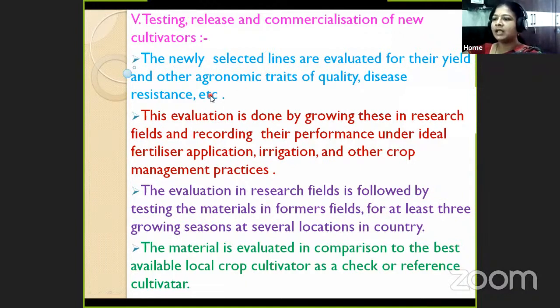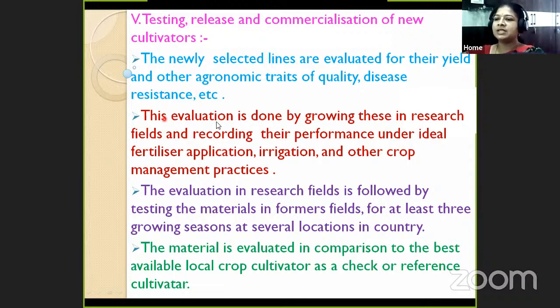In this step, the newly selected pure lines are evaluated to study their yield, meaning productivity. Find out the yield of the selected plant. Next, some other agronomic traits. Agronomic traits means agricultural characters, that is, quality of the crop and disease resistance of the crop, etc.